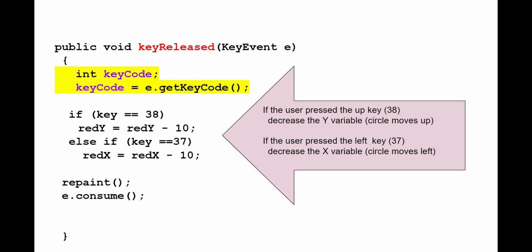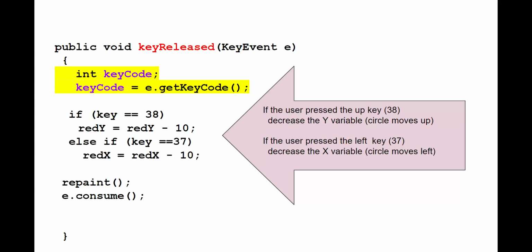And then I use an if statement. I check if the key was number 38. Number 38 is the up arrow key. If the user has clicked the up arrow key, which is number 38, I decrease the y coordinate. Decreasing the y coordinate will move my shape up on my screen.